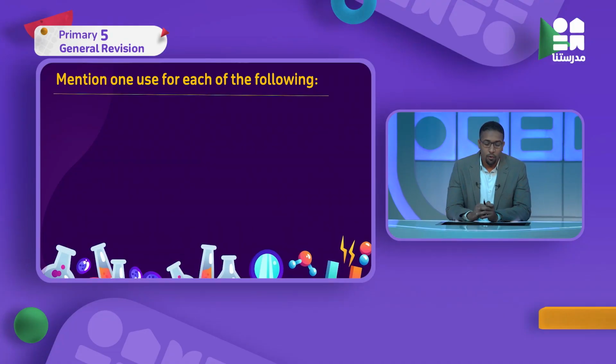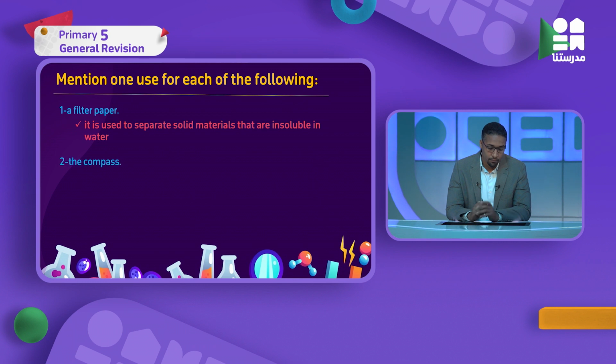Mention one use for each of the following. Filter paper. We use filter paper in what? We use filter paper in separating solid materials that are insoluble in water. We separate solid from liquid material. The solid is insoluble in water, like sand and water. So we use filter paper.